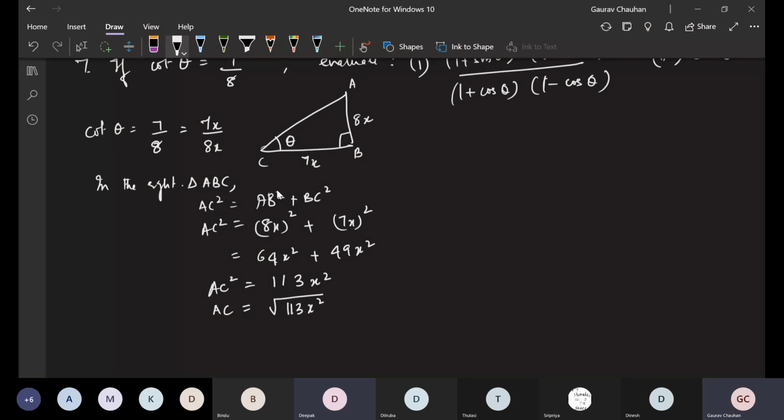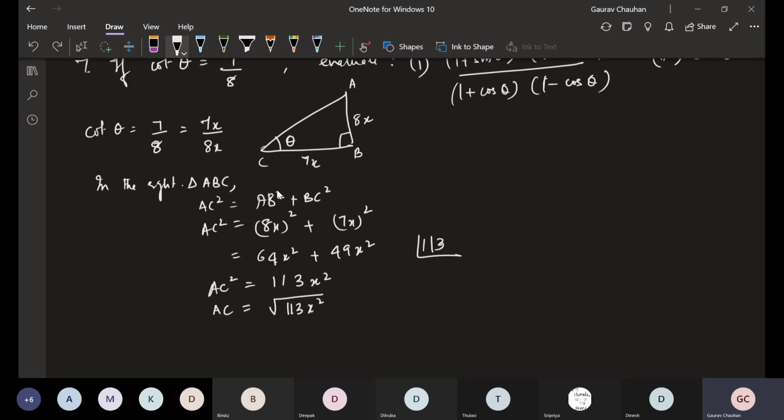Okay, 113 is a prime number, right? Can you factorize 113 further? No, sir, we can't. Okay, it's not divisible by 3. You can do 1 plus 1 plus 3 is 5, which means it's not divisible by 3. It's not divisible by 5 also. The last number is 3. I'm just checking divisibility rules, okay?